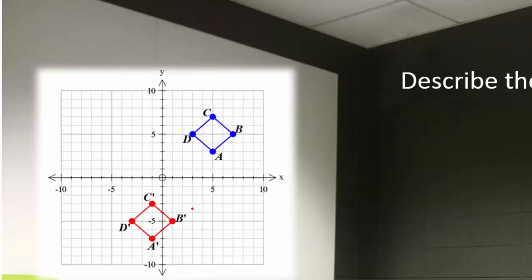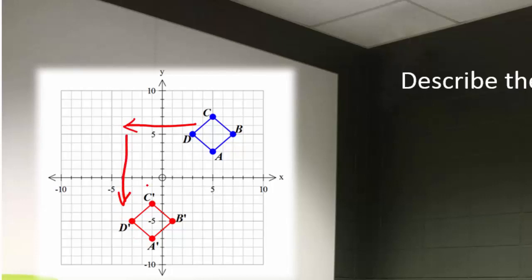Looking at our coordinate plane here, we can tell that the blue figure, A, B, C, D, is the original because there's no prime notation. And the red figure, A prime, B prime, C prime, D prime, is the transformed image. And this is a translation that just slides into place. And looking from the original to the new, we can tell that it slides left and then down.